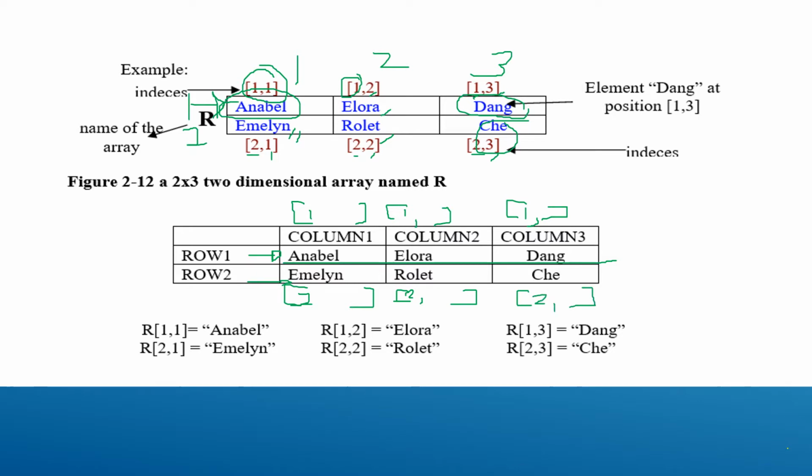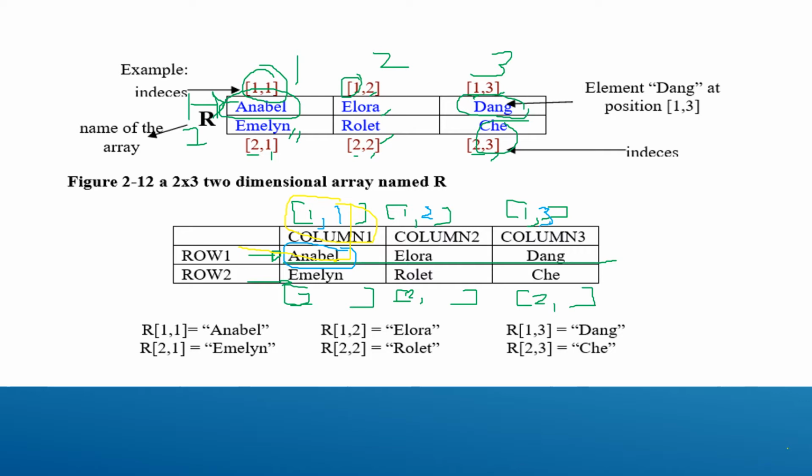And then next, we will now have the columns. Annabelle is stored at the first column, so at row 1, column 1, Annabelle. The intersection of the row and the column is our index. At row 1, column 2, we pertain to Elora. Row 1, column 3, we pertain to Dang.